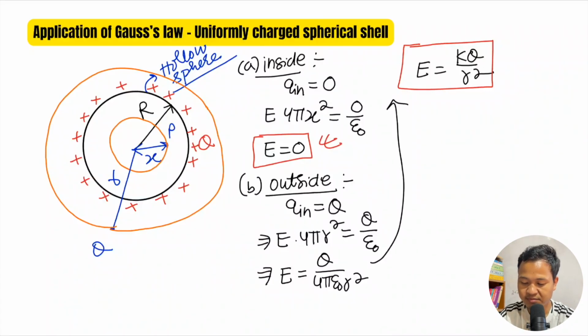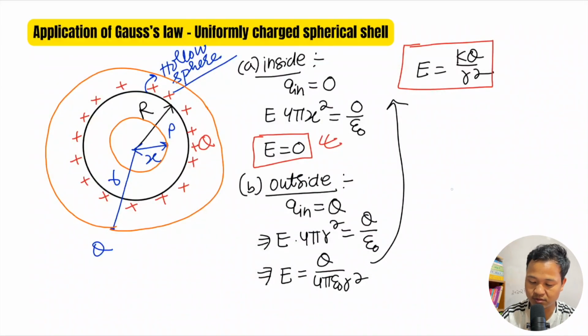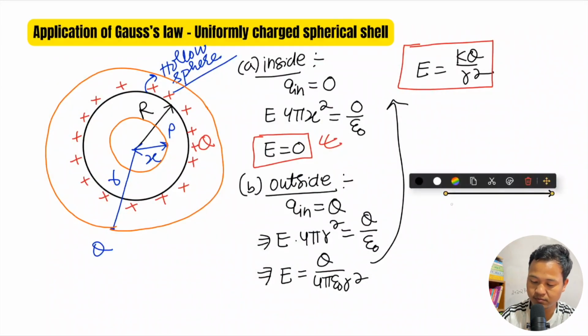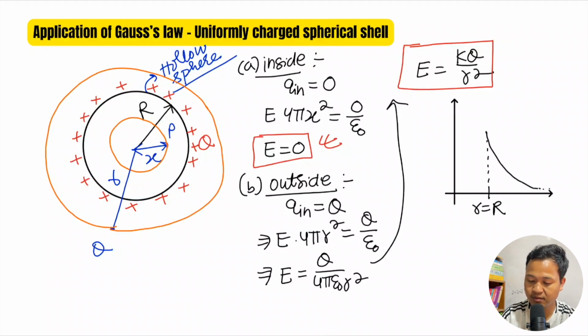Sometimes graphs on the sphere are asked. Suppose I try to draw it here. Inside the electric field is 0, till the radius. After the radius, outside, it should be K Q by r square. E is proportional to 1 by r square, so this is like a parabola. This is the accurate E versus r graph.